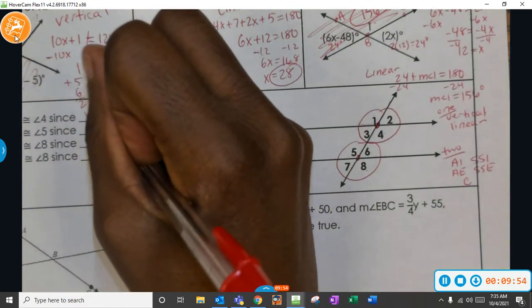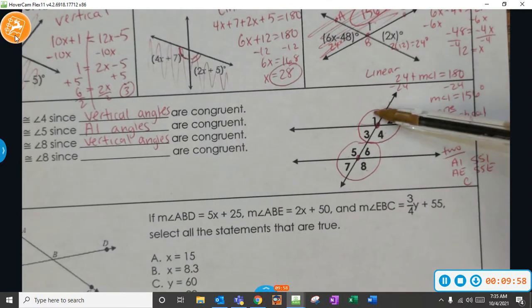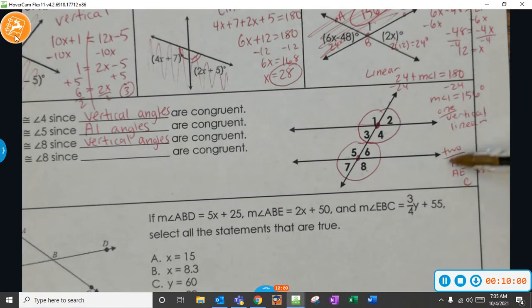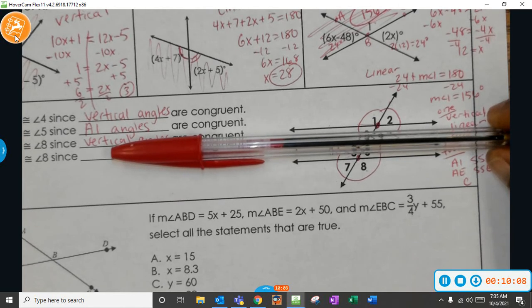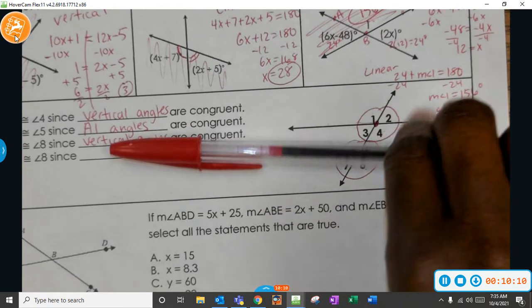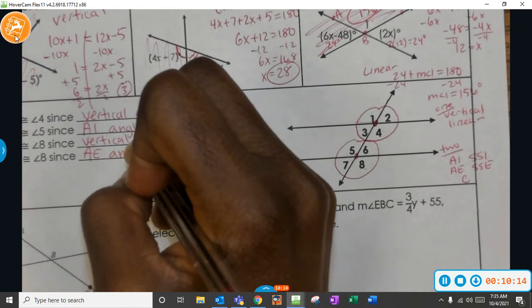Five and 8 are across from each other again, so it's vertical. And 1 and 8 are on two different vertices, so we're out of these choices. 1 and 8 are outside of the two lines, so they're exterior. And they're on different sides of the transversal, one's on the left, one's on the right, so they're alternate exterior angles.